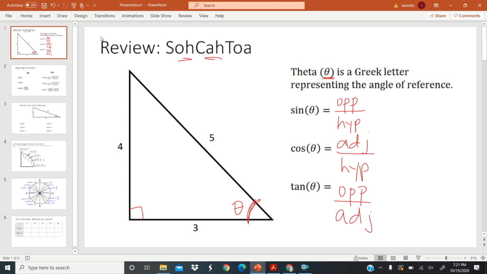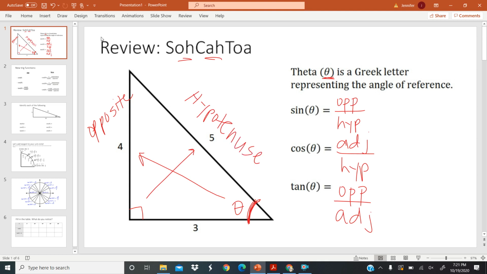So if we're using this angle theta, then the opposite side is going to be the side that's physically across from it. It's going to be the one that it's not touching at all. So this is going to be the opposite side over here. The hypotenuse is the one that's always across from the right angle, and it's always going to be the longest side as well. So we have our hypotenuse over there, and then the adjacent side is the side of the triangle that the angle is touching that's not the hypotenuse. So this bottom side down here is going to be our adjacent side in this scenario.